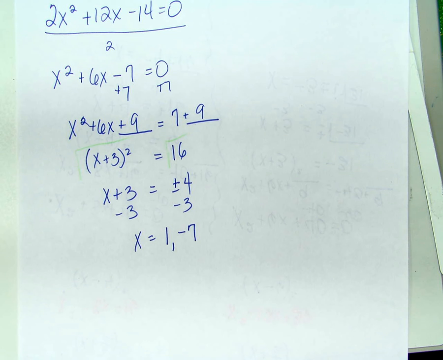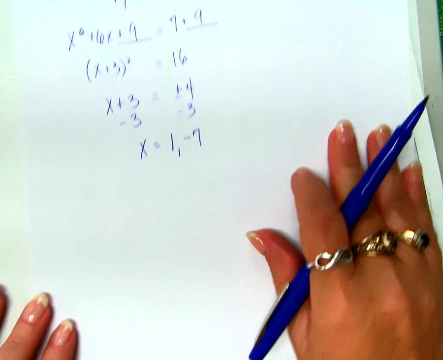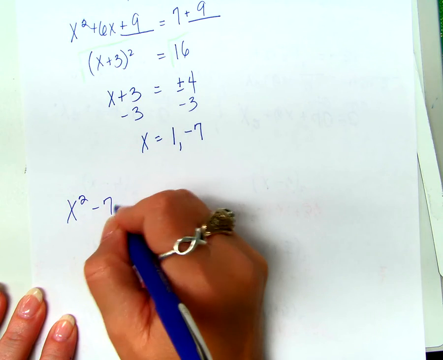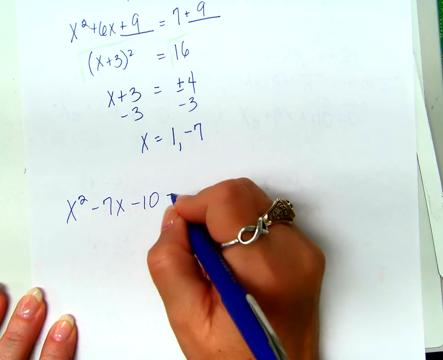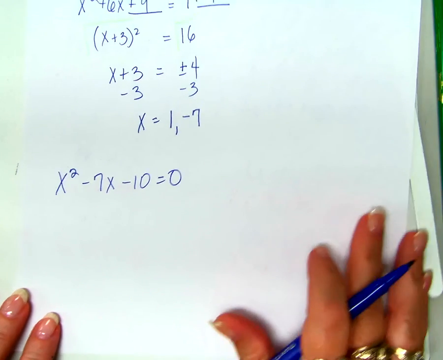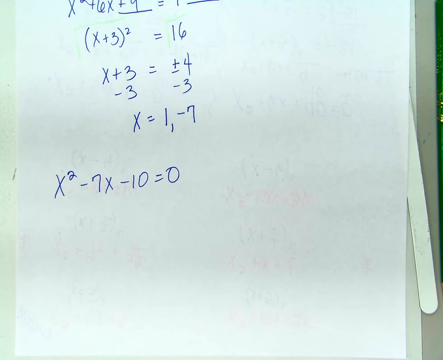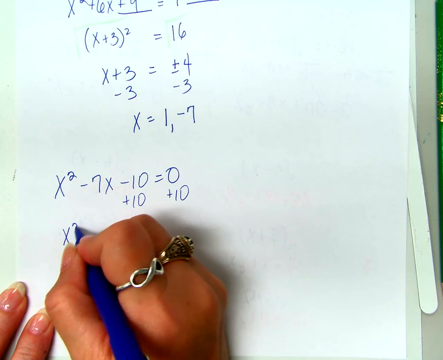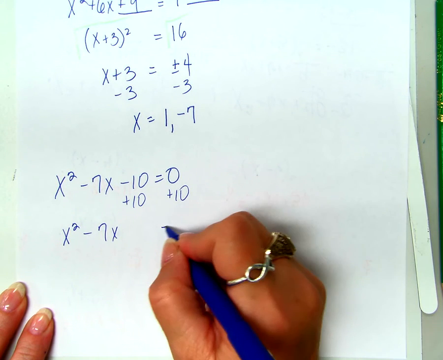Questions? I feel like I should do one with a fraction in it because I know there's at least one in your homework with that. You want to see one? Okay. x squared minus 7x minus 10 equals 0. So what do I do first? Add 10. x squared minus 7x equals 10.